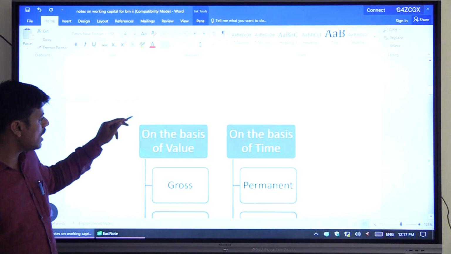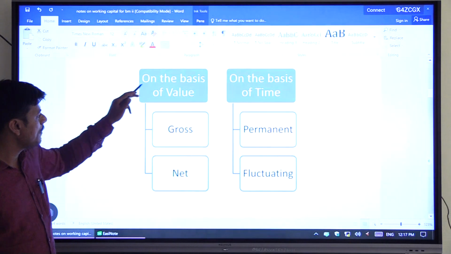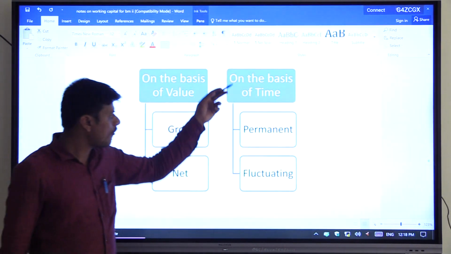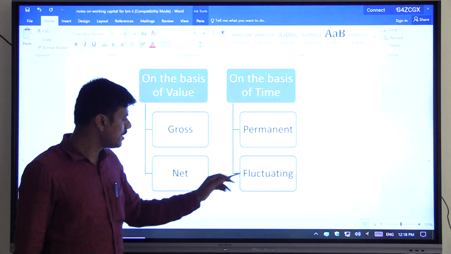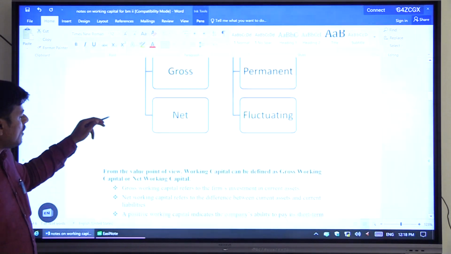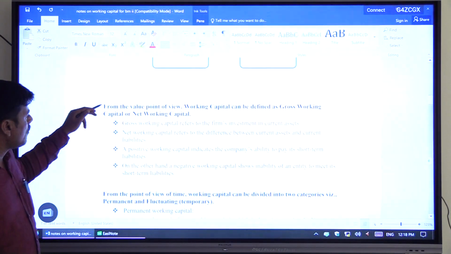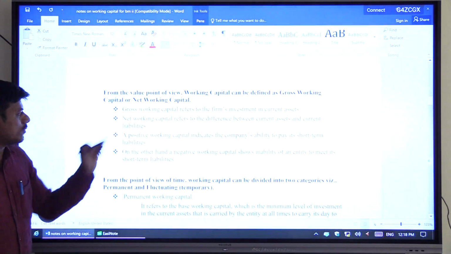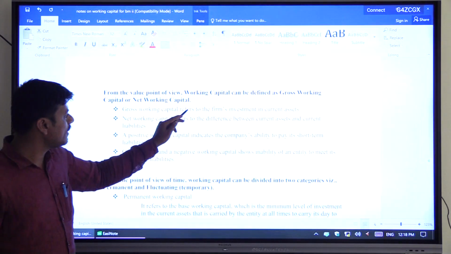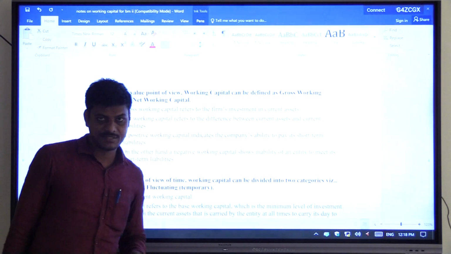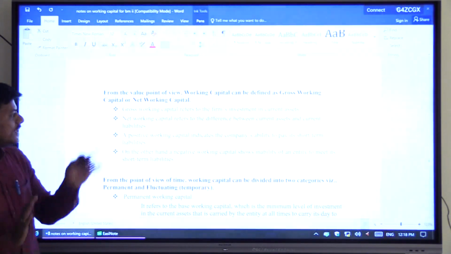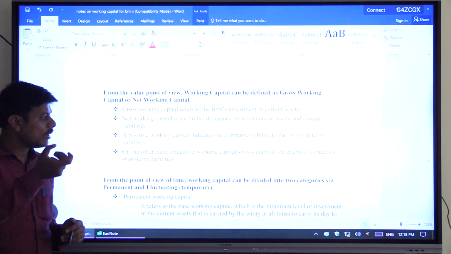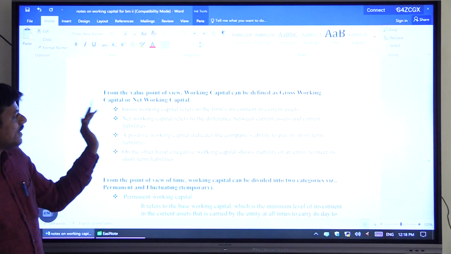That means on the basis of value and on the basis of time, the working capital is classified into gross working capital and net working capital. On the basis of time, permanent working capital and fluctuating working capital. Then after that, we also discuss in detail, from the point of view of value, working capital defined as gross working capital or net working capital. The gross working capital refers to the firm's investment in current assets. That means the total of current assets is called the gross working capital.